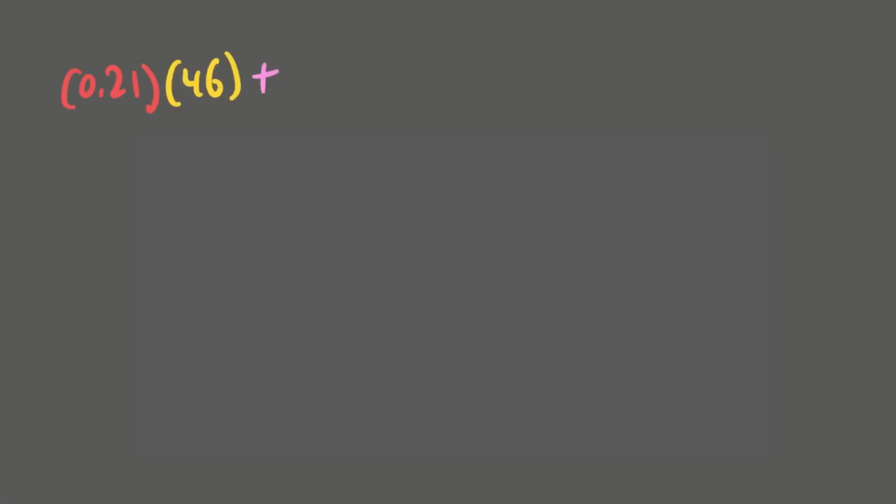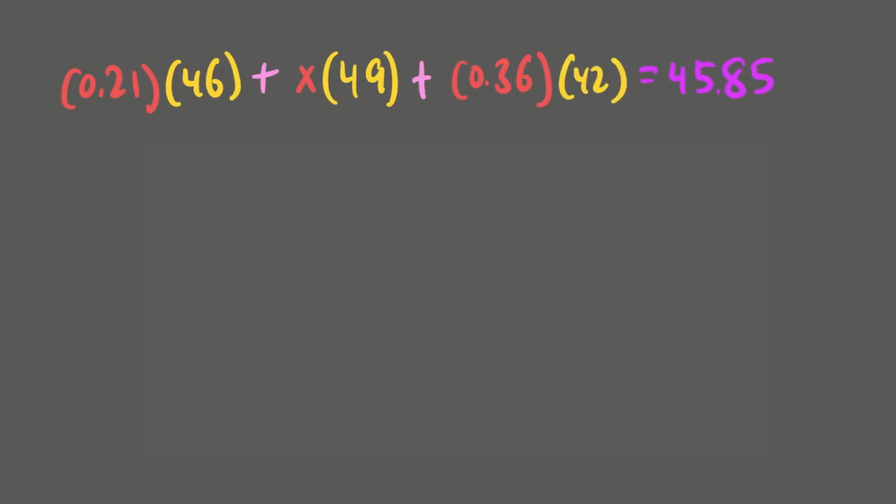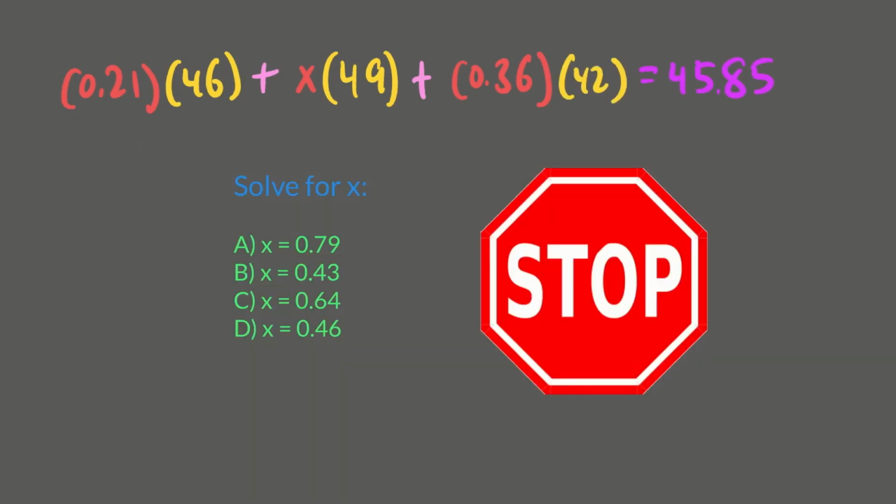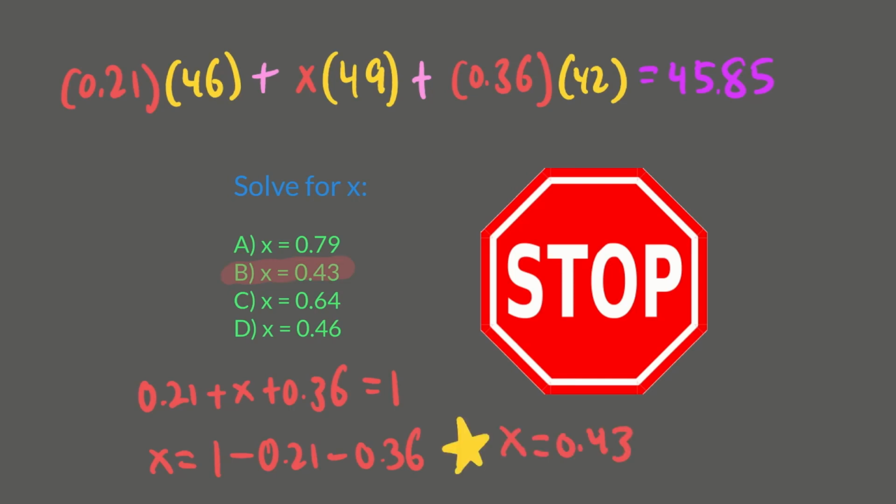0.21 times 46 plus x times 49 plus 0.36 times 42 equals 45.85. Solve for x. Start by writing x in terms of the other weights. The answer is B. Remember that the weights sum to 1, so 0.21 plus x plus 0.36 equals 1. Rearranging this gets you x equals 1 minus 0.21 minus 0.36. This results in x equals 0.43. This brings us to our next point.